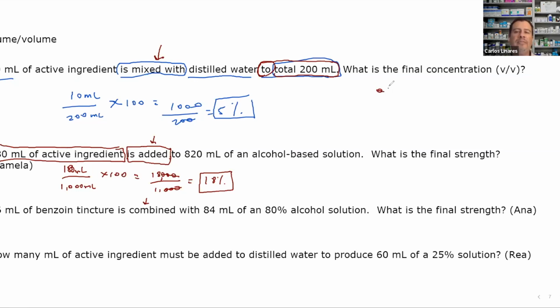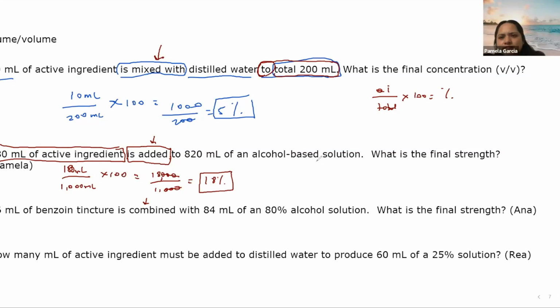Remember, the formula is always this: active ingredient over total times 100 gives you percent strength. That's the formula. 180 mLs of active ingredient is added to 120 mLs of an alcohol-based solution. It's just a base. So I got coffee and I got milk, or water. That's what it's doing here. Two liquids are being added together. Okay. Write that down.